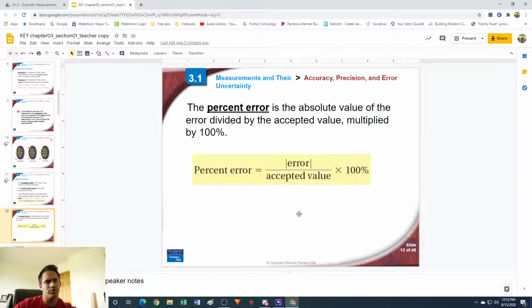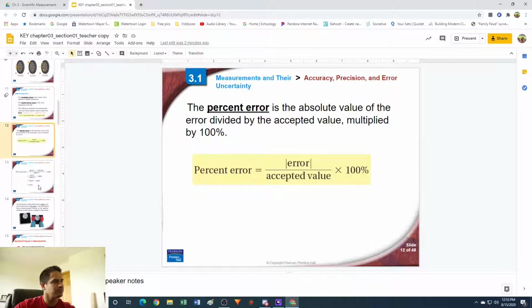So if you're doing an experiment where it doesn't really matter how close you are, then 10% error is probably fine. However, if you're doing something where it really requires really close numbers, then a 10% error could be way too far off. In fact, even a 1% error could be too far off. So it really does depend on what you're doing in the context. But either way, we'll be looking at percent error.